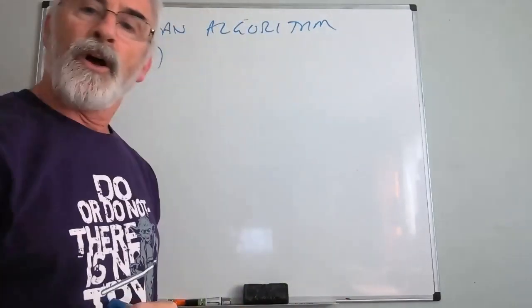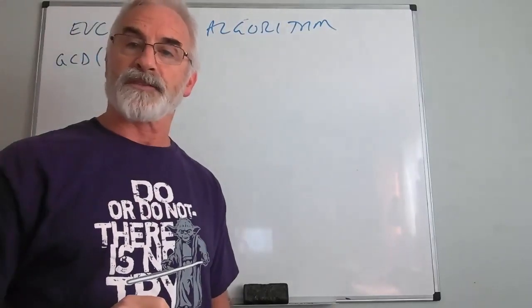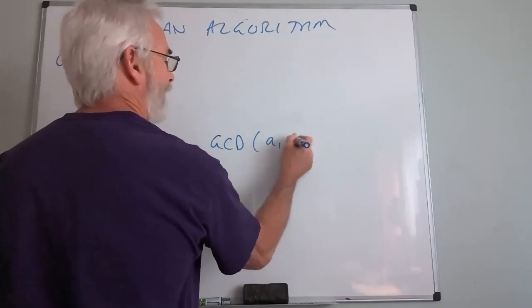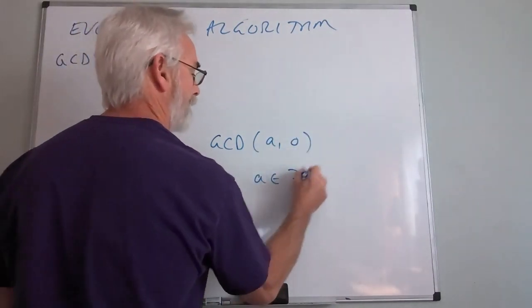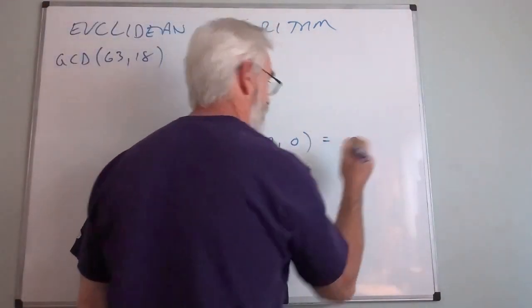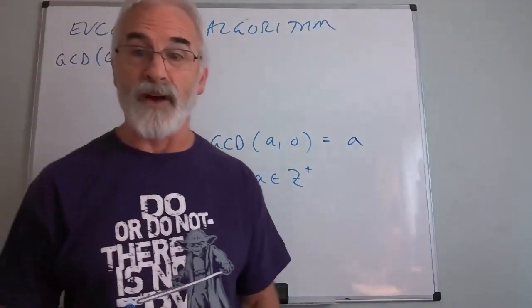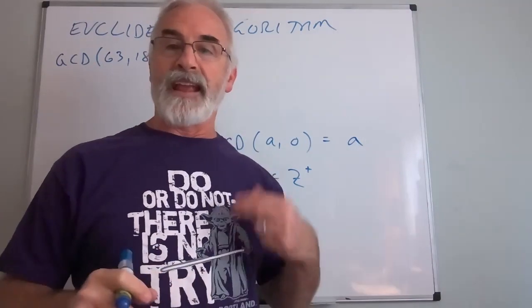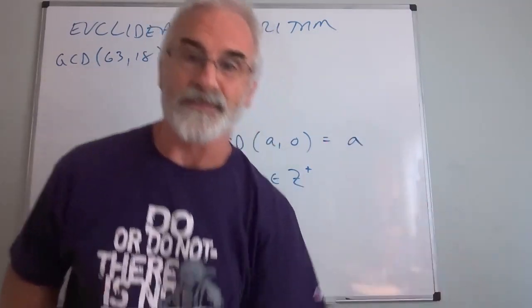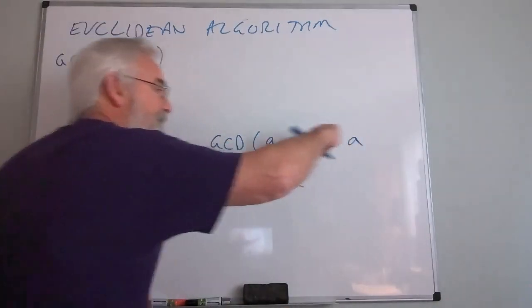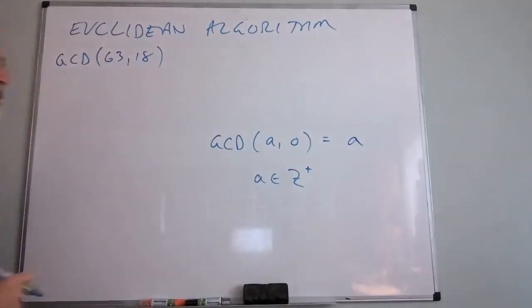So if I said, in general, what is the GCD of A and zero, for A being any positive integer? What is the greatest common divisor of A and zero? The answer would actually be A, because A divides A and A divides zero. Remember, when you say A divides something, that means the A is in the denominator. A lot of us are still a little backward on that thinking. This is an absolutely critical notion right there.